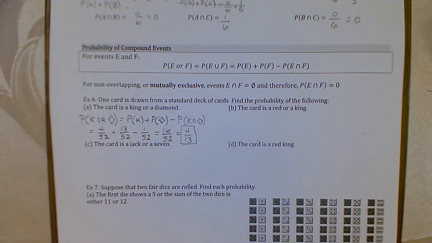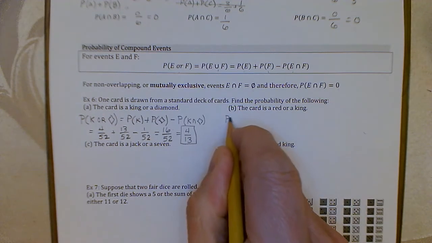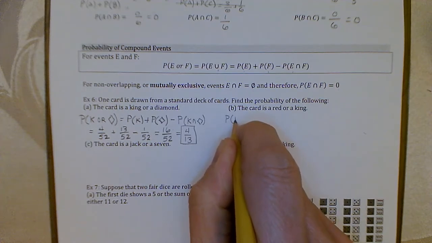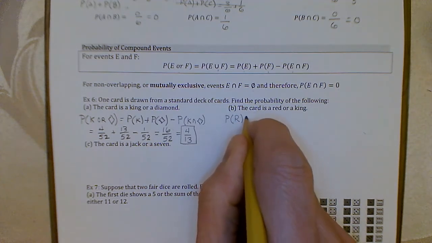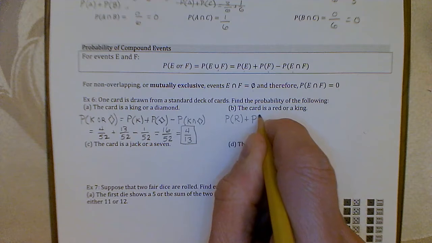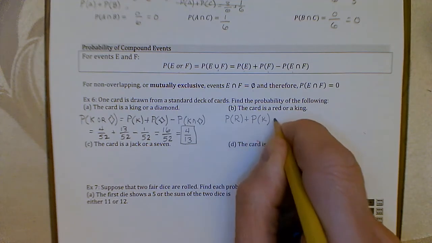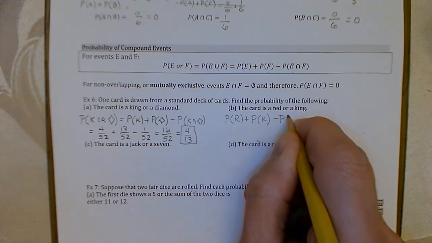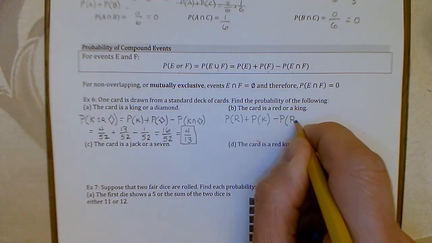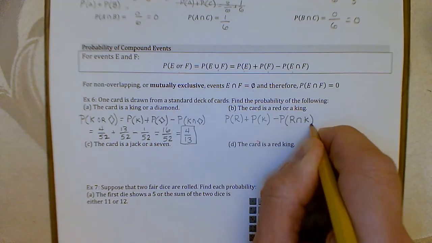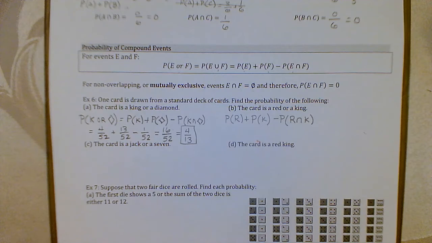Okay. All right, B. The card is red or a king. So we're talking about the probability that it is red plus the probability that it's a king minus the probability that it is red and a king. So calculate that.